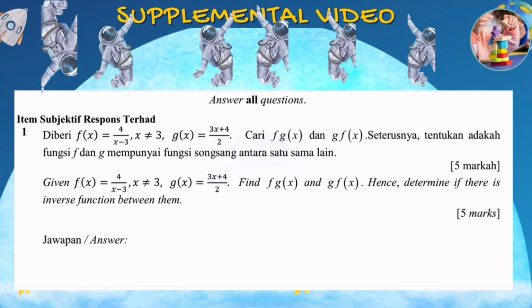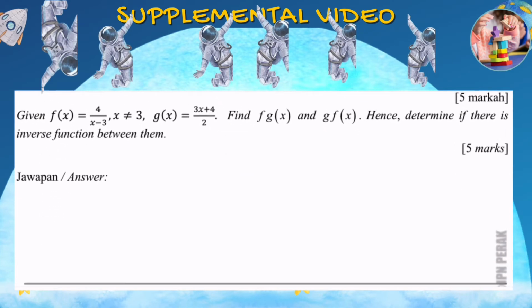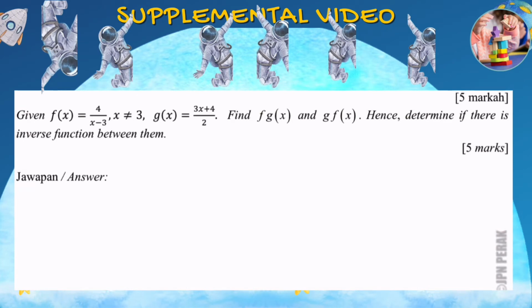Question number 1. Given f(x) equal to 4 over x minus 3, x not equal to 3, and g(x) is equal to (3x plus 4) over 2. Find f(g(x)) and g(f(x)). Hence, determine if there is inverse function between them. So first of all, we highlight the function that we want to find. f(x) and g(x) were given.